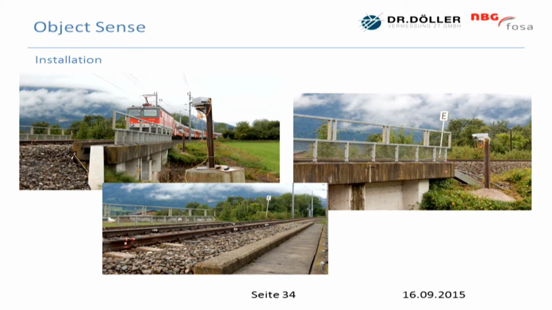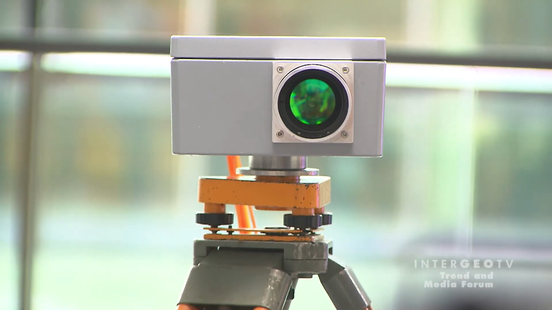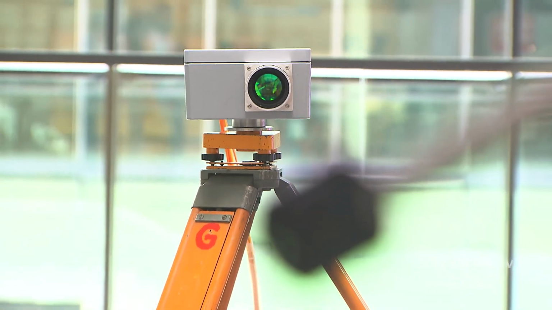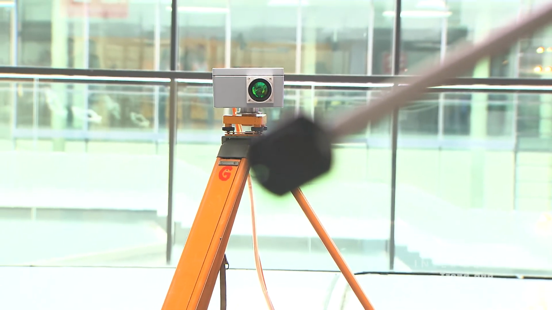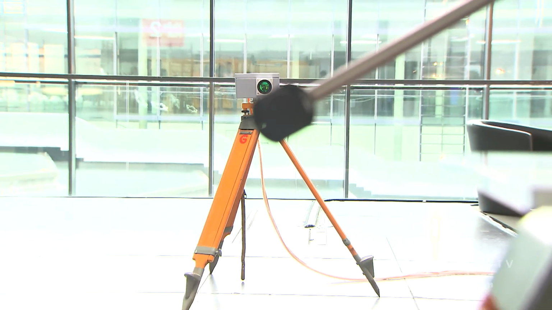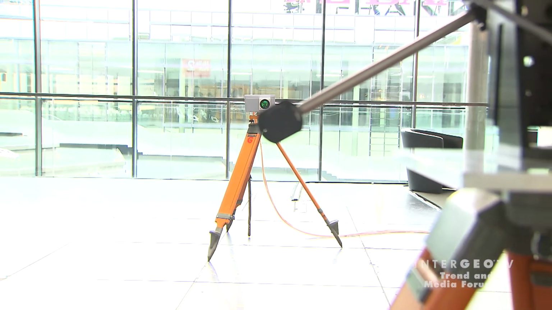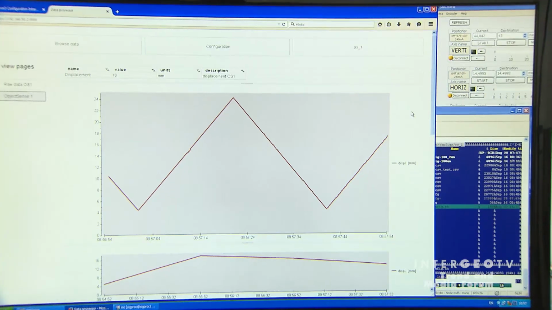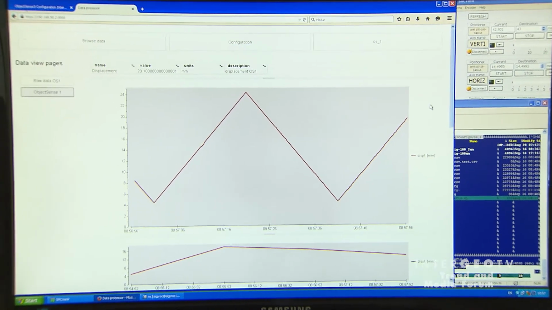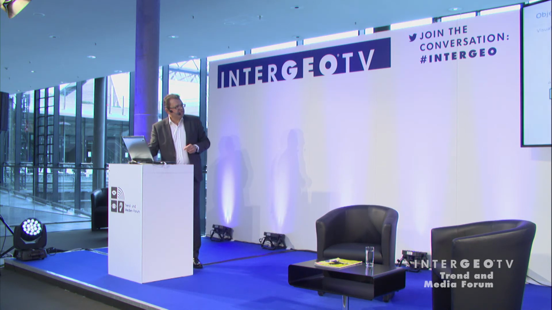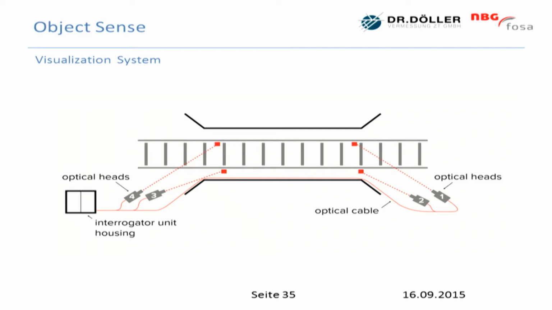You see here the bridge construction. We have 4 of these prisms installed on the railways, and this installation is permanently running. If you like, you could look at the measurement data there on our booth. This is a system in graphical detail. You have the 4 optical heads, 4 prisms on the irons on the railways, and the interrogation unit housing, which in this application is very close, but it can be up to 20 kilometers away.